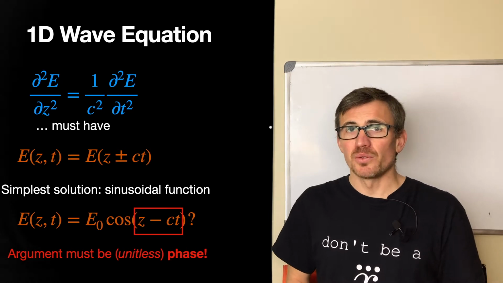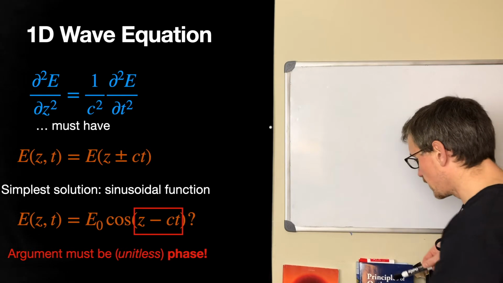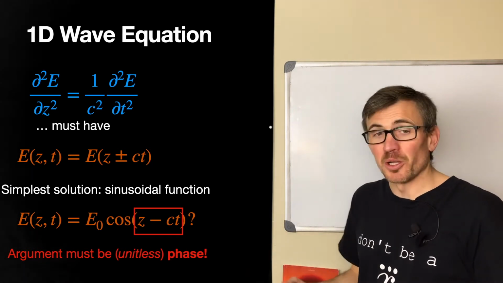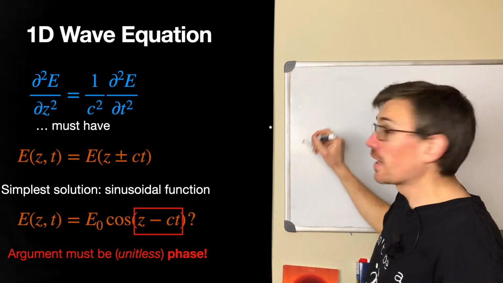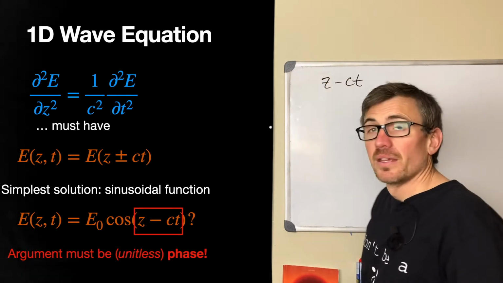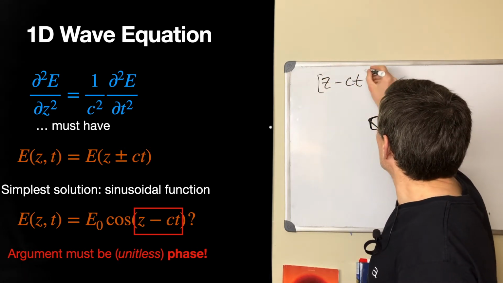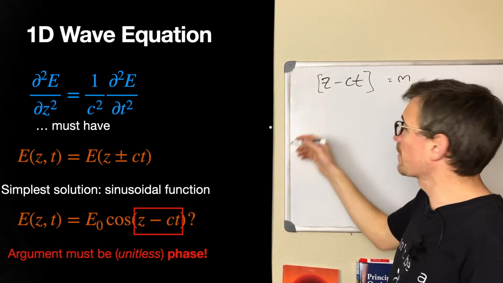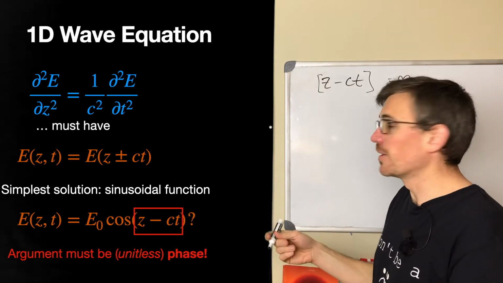So we have to fix this up somehow. And the way we can do that is we can look at this variable and rearrange it a certain way. The argument of a cosine or a trigonometric function like this, we often call a phase. So we have our z minus ct, and we need to somehow convert that into something that is unitless. This has units of meters. Let's multiply the whole thing with some constant k that has units of inverse meters. And then it is a valid argument to a cosine.